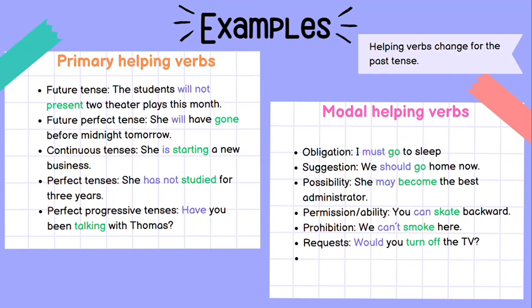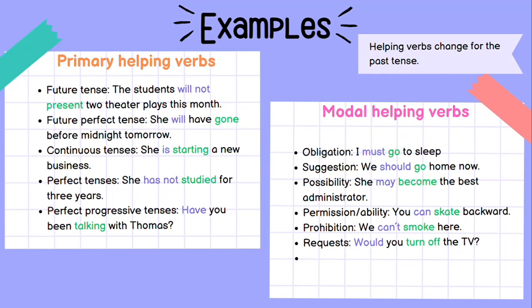For continuous tenses, she is starting a new business. Is is the helping verb and starting the main verb. For perfect tenses, she has not studied for 3 years. Has not is the helping verb, studied the main verb. And for perfect progressive tenses, have you been talking with Thomas? Have is the helping verb and talking the main verb.